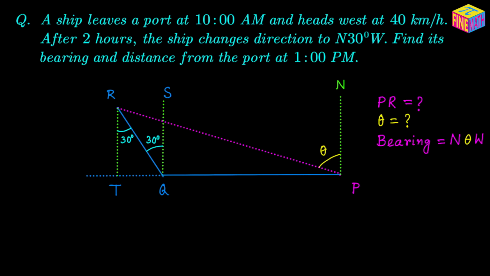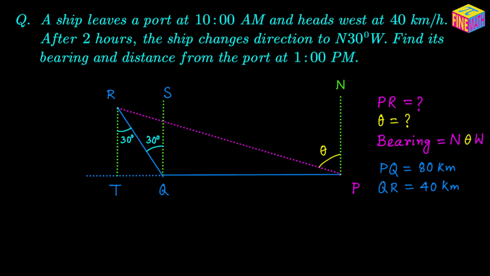Now what is the distance of PQ? Well, that will be 40 km per hour for 2 hours, so that will be 40 times 2, that would be 80 km. And what is the distance between Q and R? Well, that will be 1 hour at 40 km per hour speed, so that will be 40 km.